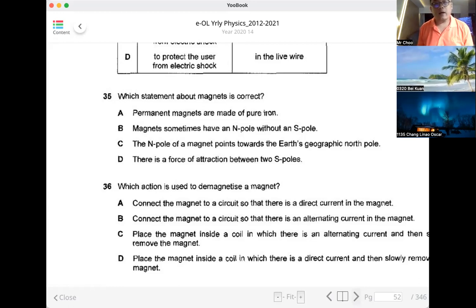Okay, a permanent magnet must be made of a hard material. Okay, Oscar. So what is the hard material? Is it iron or steel? Okay, so for 36, oh, we got it correct. The answer is C. Okay, I will not need to explain because none of you got it wrong. So left with Oscar. What is the correct answer for 35?